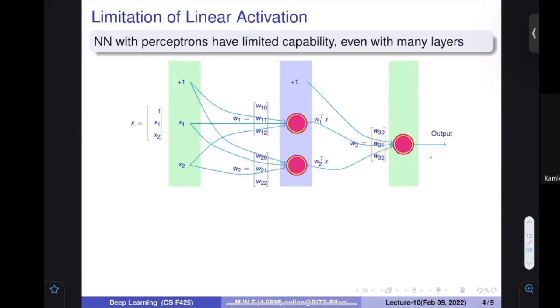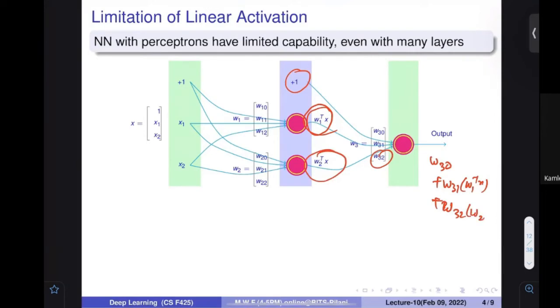This output is going to be W30 multiplied by this 1, plus W31 multiplied by whatever output you receive over here, W1 transpose X, plus W32 multiplied by whatever output you obtain over here, W2 transpose X. Am I right? Can you write yes or no? Yes, sir. Okay, so let me go deeper and find out what this particular value is, because I wanted to find out this value.